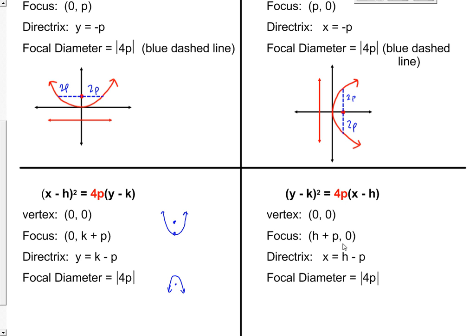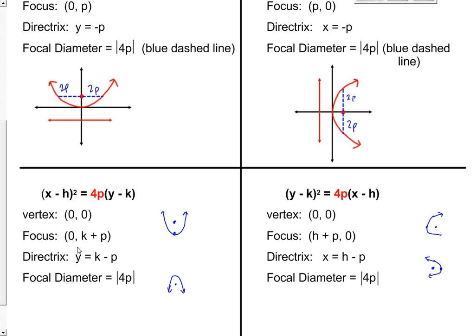In the horizontal case, the focus is going to be moving left and right. So you're adding to the x value of the vertex, which is your h value. If you've got a parabola going to the right, you're adding a positive p-value, and that focus would be moving to the right of the vertex. If I have a parabola going off to the left, that p-value will be negative, and when you add it to the x value of the vertex, that moves the focus to the left of the vertex.